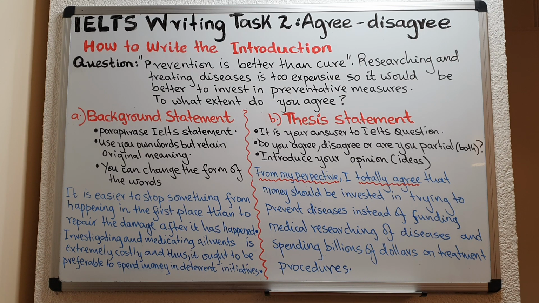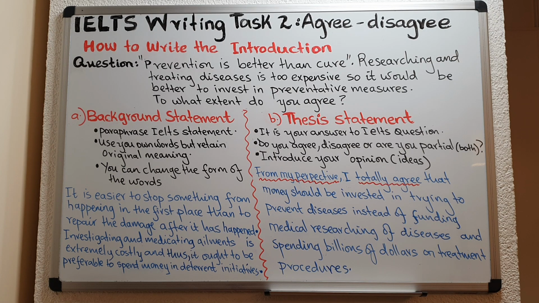Tip number three, you can change the form of the words, as you will see later on. Now, let's look at the statement. How do we paraphrase it? Prevention is better than cure. That is a proverb. So, for you to paraphrase that statement, you have to explain the meaning of the proverb in your own words.